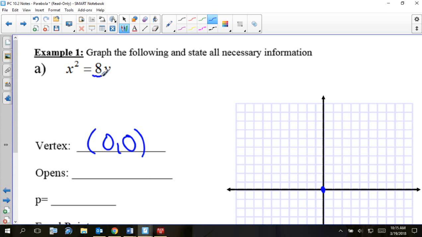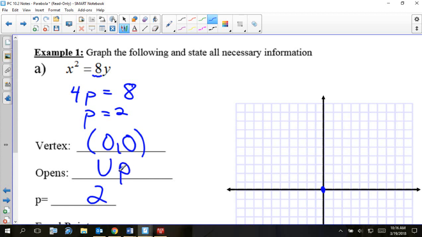This number that is in front of the variable that is not squared is 4p. So you say 4p is equal to 8. When you say 4p equals 8, then you can find the p value. So what's p? If it is positive, it'll either open up or to the right. If p is negative, it'll open down or to the left. But since this is x squared, I know it opens either up or down. This will be up.